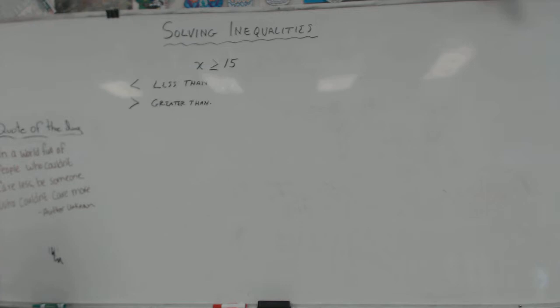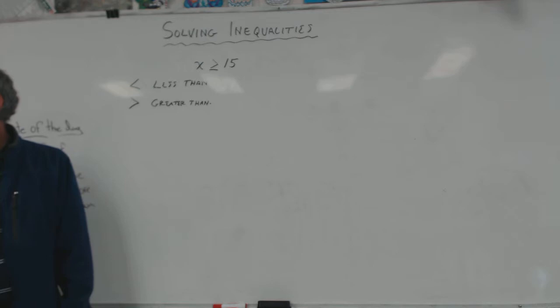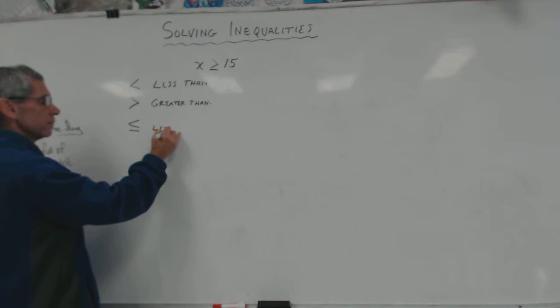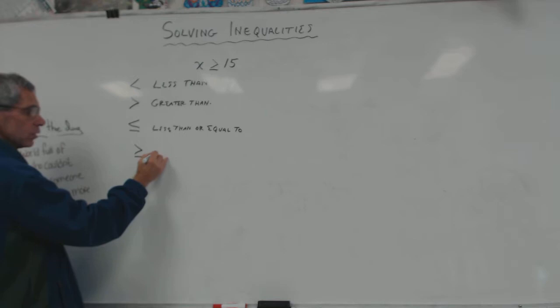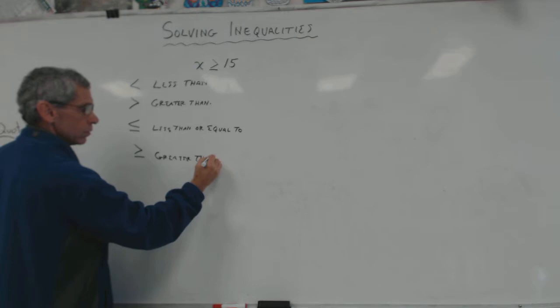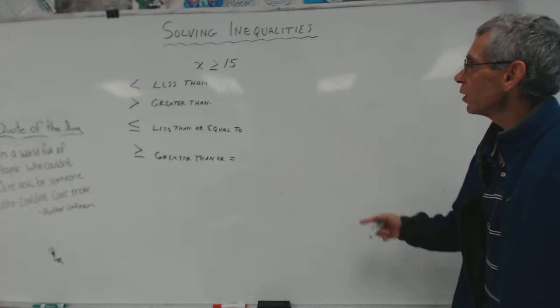Now you can also say less than or equal to, and you have to put that little line underneath. So less than or equal to. My guess is you all know this, but I'm just saying it in case there's somebody who does not. And then greater than or equal to. So what we're going to talk about today is how to solve inequalities.